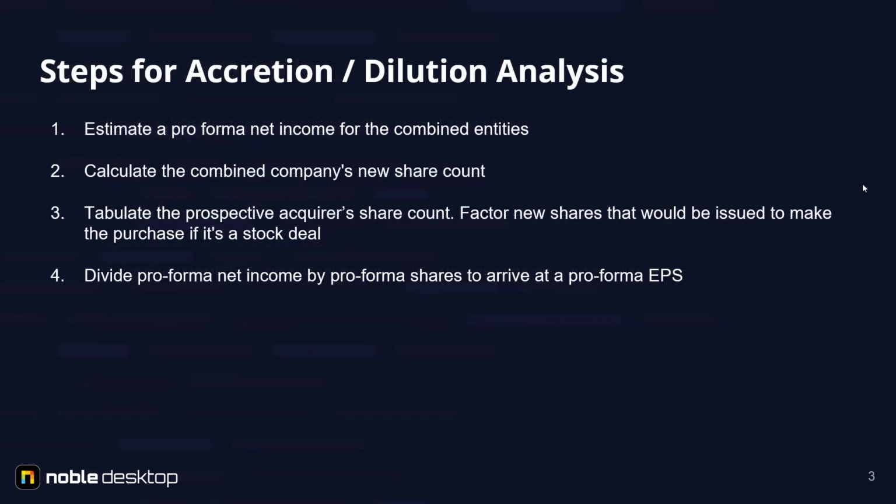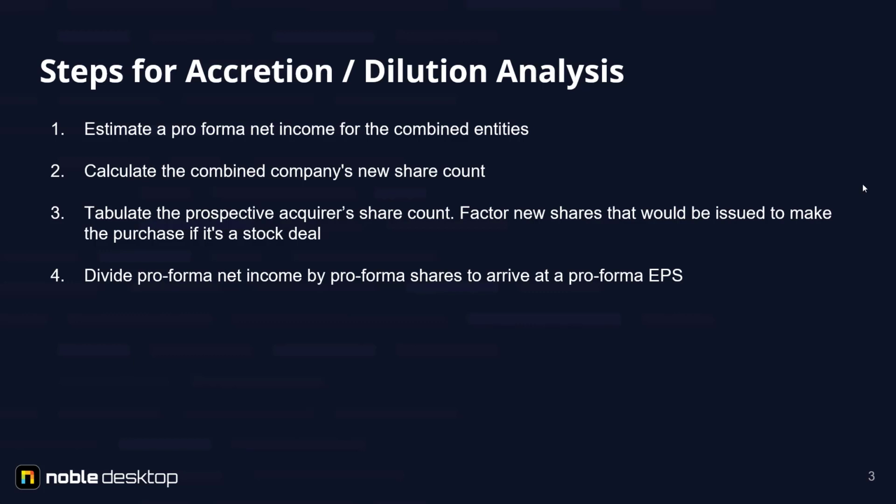So here are the steps for accretion dilution analysis. First, you need to estimate a pro forma net income for the combined entities. After that, we would need to calculate the combined company's net share count. The third step is to tabulate the prospective acquirer's share count. Factor in new shares that would be issued to make the purchase if it's a stock deal.